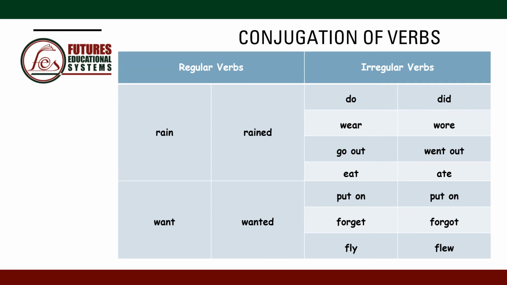But for the irregular verbs, we have many of them. Do, did. Wear, wore. Go out, went out. Eat, ate. Put on, put on. Forget, forgot. And fly, flew.